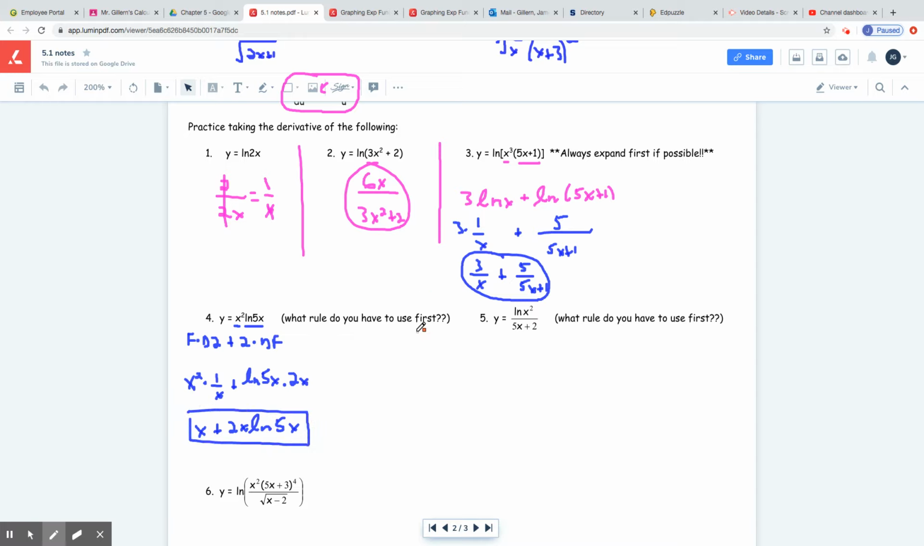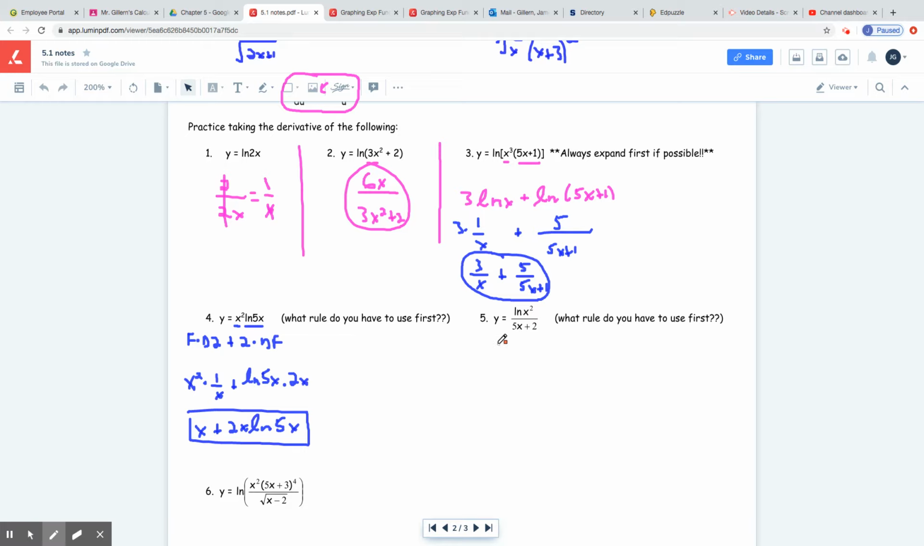All right. 5. What rule do you think we're going to have to use first? Well, it's a quotient rule. All right, natural log of x squared. Now, if it was the natural log of, and in parentheses, you had x squared over 5x plus 2, then we could expand it first. All right, but we don't. It's just natural log of x squared over just 5x plus 2, not the natural log of 5x plus 2.